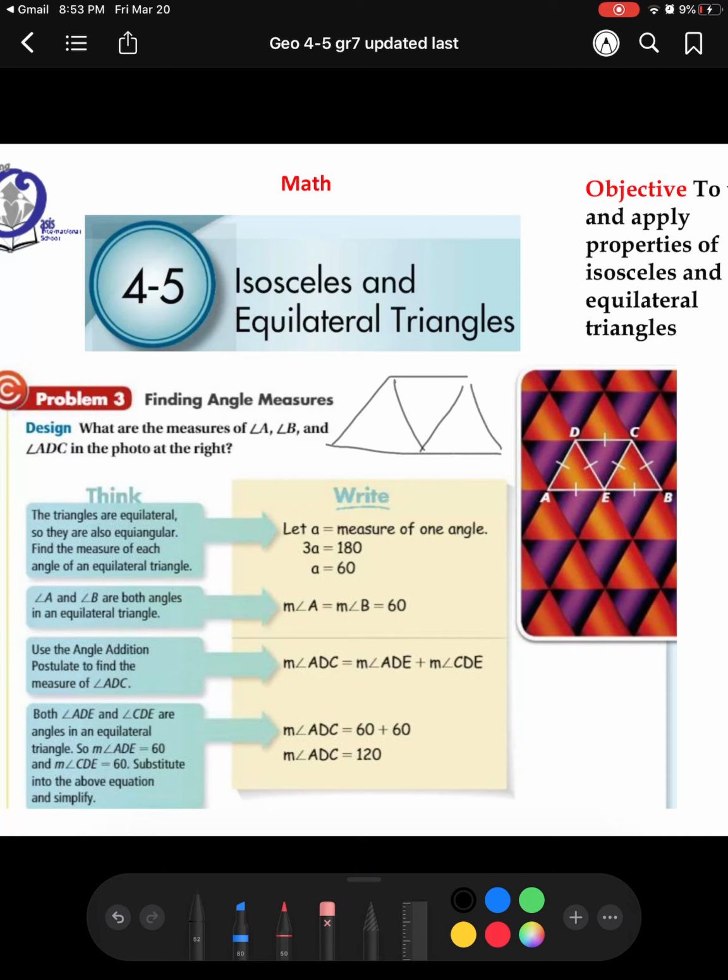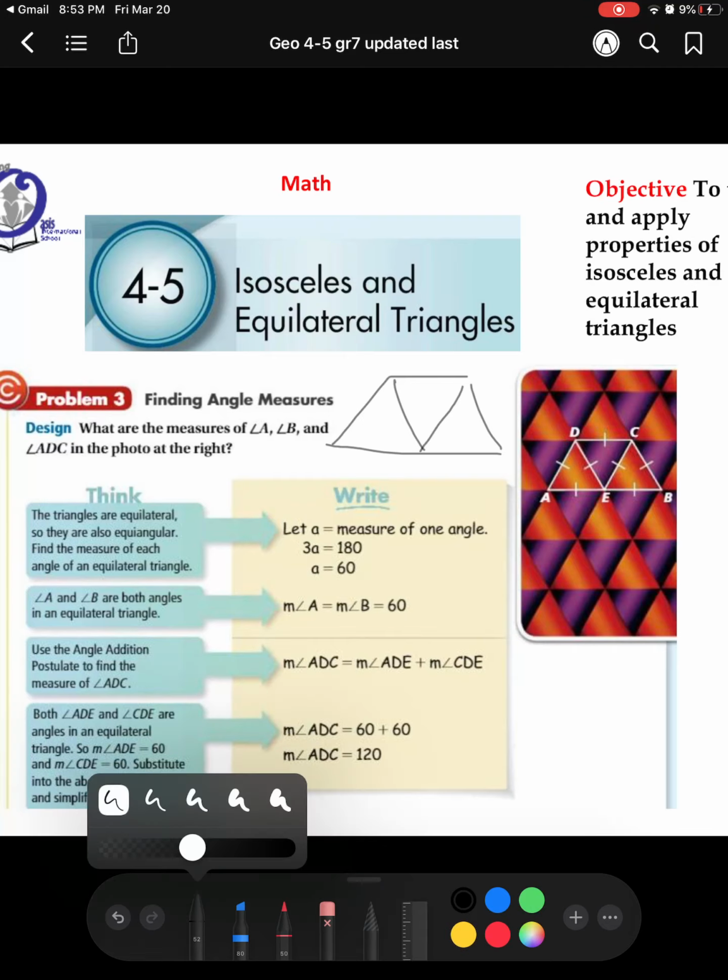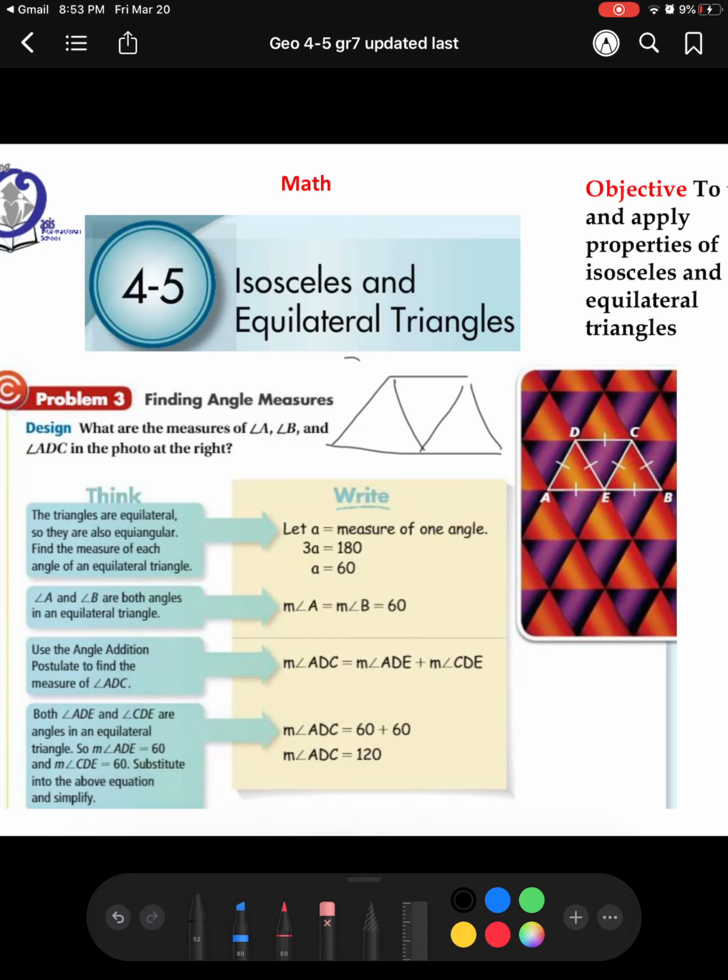Okay, why am I sketching? To show exactly what I need, because this is colored and it will not be clear for me when I highlight anything. I need to put that all the sides are congruent, this equals this, equals this, equals this, to show that the three formed triangles are congruent.